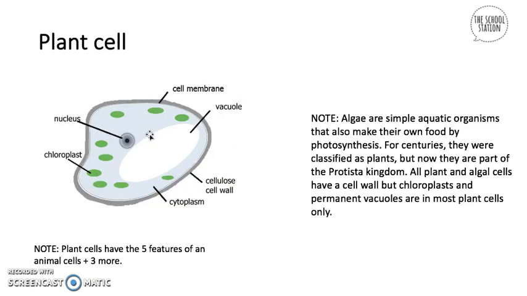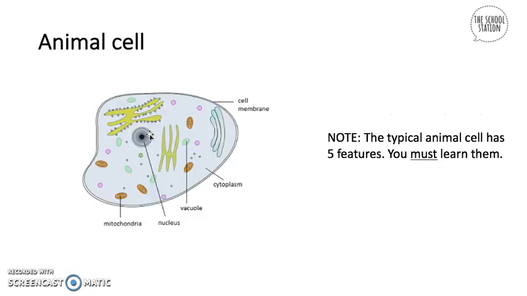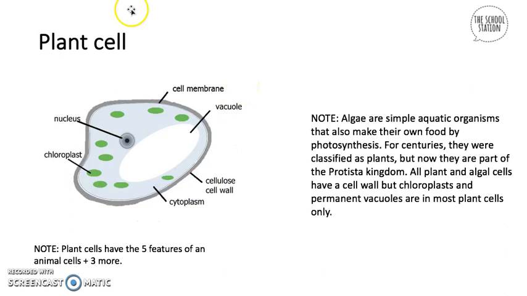Next, we have the plant cell. First of all, we have to understand the plant cell is obviously the cells inside plants. And plant cells have the five features of an animal cell plus three more. Remember, do not include a vacuole. This is not correct. So the animal cell has ribosomes, mitochondria, nucleus, cytoplasm, and cell membrane. And the plant cell has these five features of an animal cell plus three more.